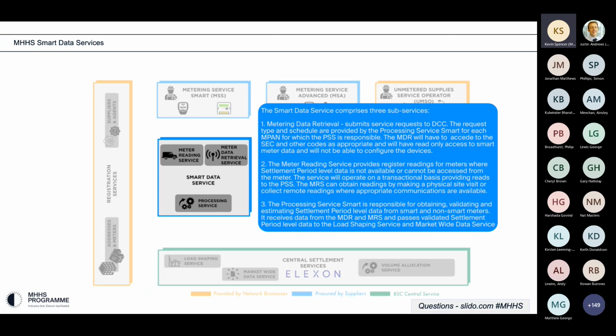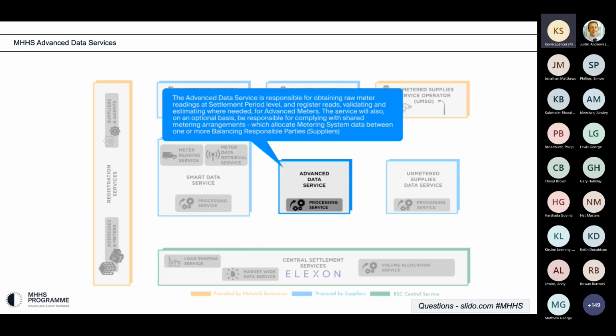And that sets out all the rules for firstly validating that data. And if the data validates and it's perfectly okay, then that data would be flowed on to the Elexon systems. If not, then there is a hierarchy of estimation techniques that the Smart Data Service would need to undertake to calculate half-hourly data to then be sent into the central systems. So that's the Smart Data Service. So shall we move on now and have a look at the Advanced Data Service?